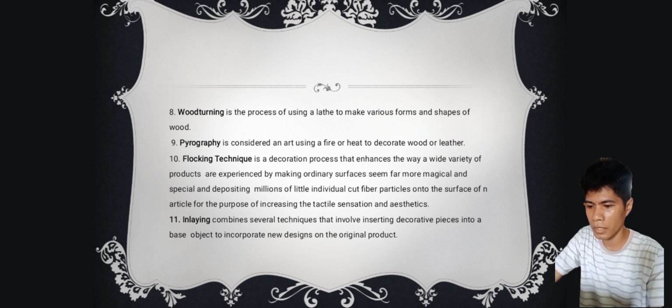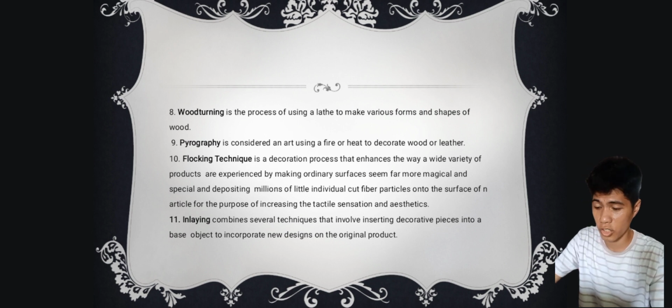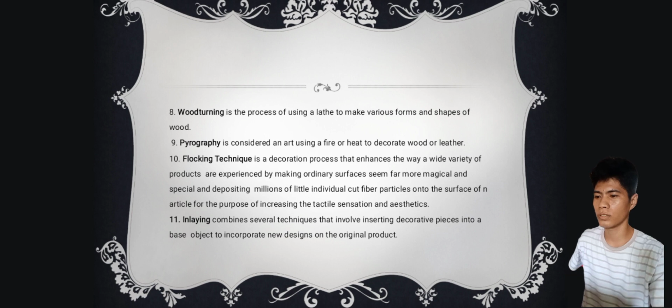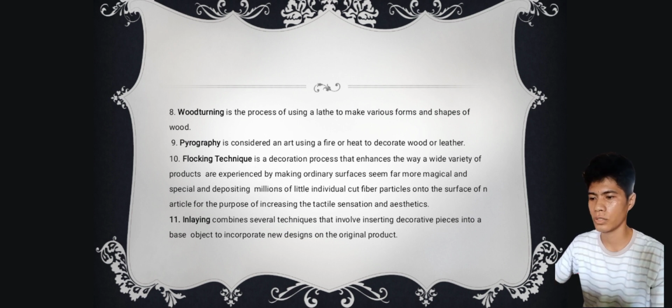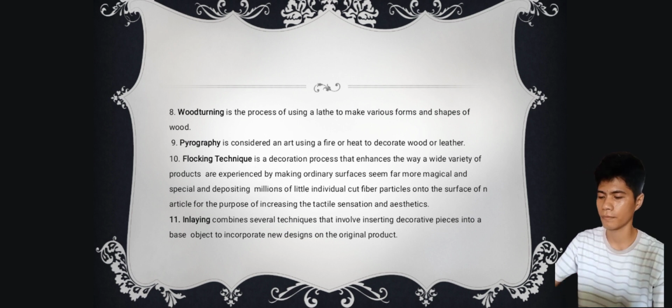Next technique is inlaying. Inlaying combines several techniques that involve inserting decorative pieces in a base object to incorporate new designs on the original product. Inlaying is commonly used in the production of decorative furniture, where pieces of colored wood, precious metals, or even diamonds are inserted into the surface of the carcass using various methods, including clear coats and varnishes.